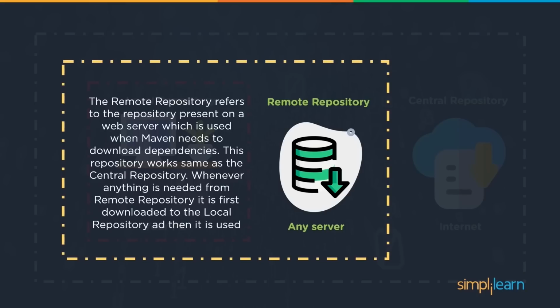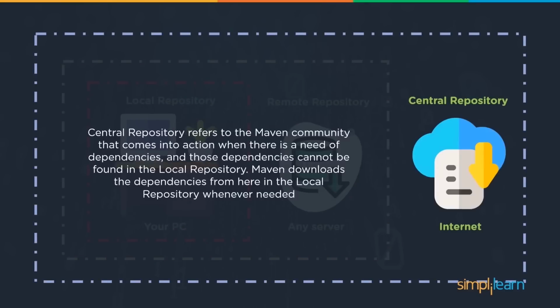Whenever anything is needed from the remote repository, it's first downloaded into your local repository and then utilized. If the dependency is not there in the local repository, it will first be downloaded from the remote repository and then referenced on the local machine. The central repository refers to the Maven community repository, where you can see every dependency present. Maven downloads dependencies from here into the local repository whenever required. All these dependencies are cached locally, so we can reference them easily the next time.